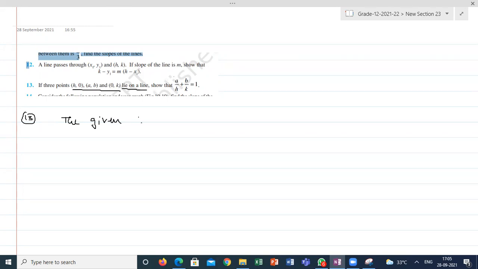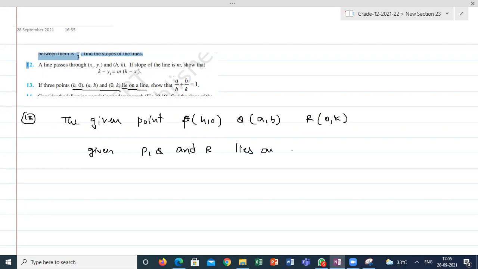Given points. To avoid confusion, suppose P is (h, 0), Q is (a, b), R is (0, k). So I'm taking the given points P, Q, and R, which lie on the same line.